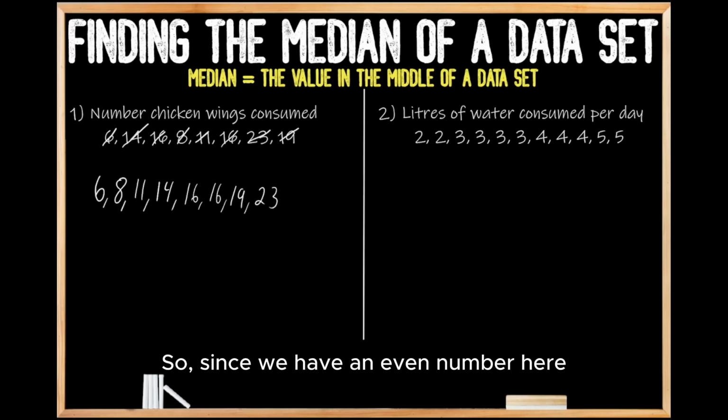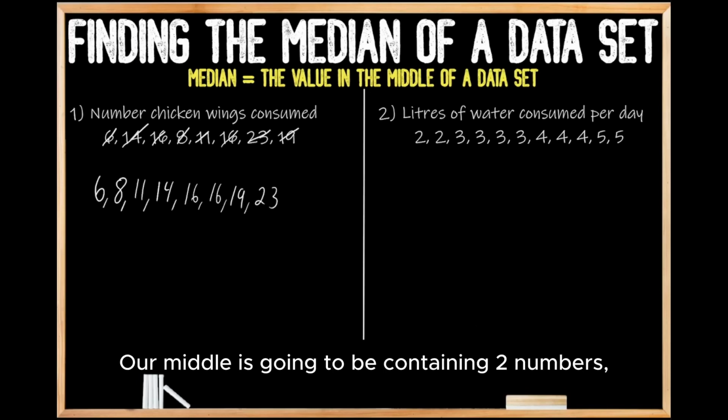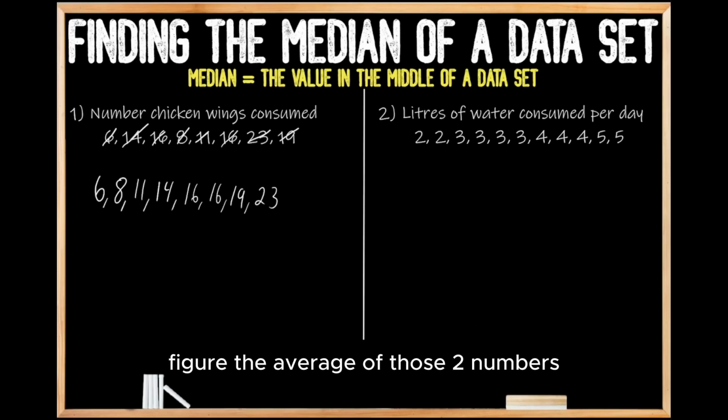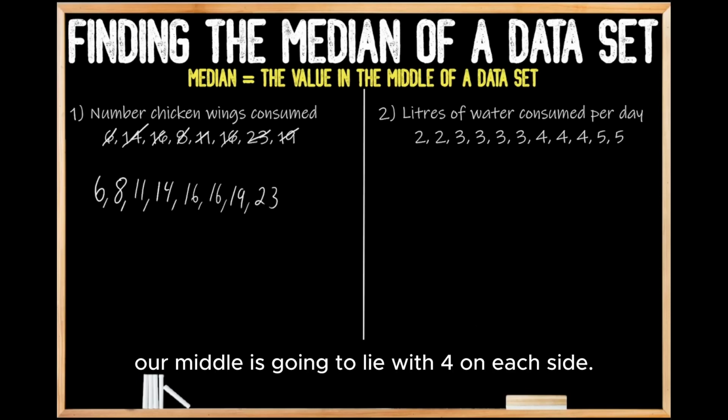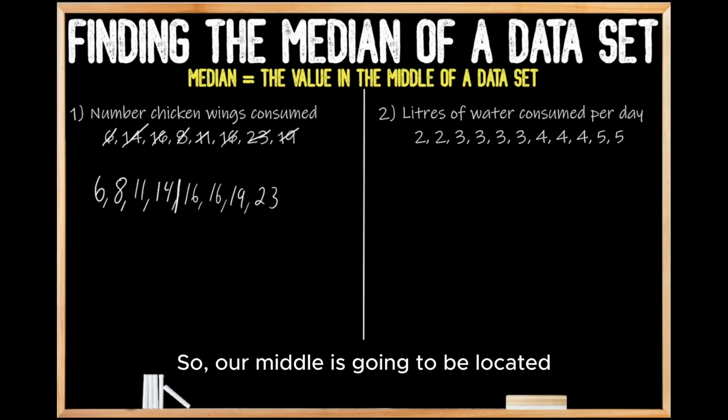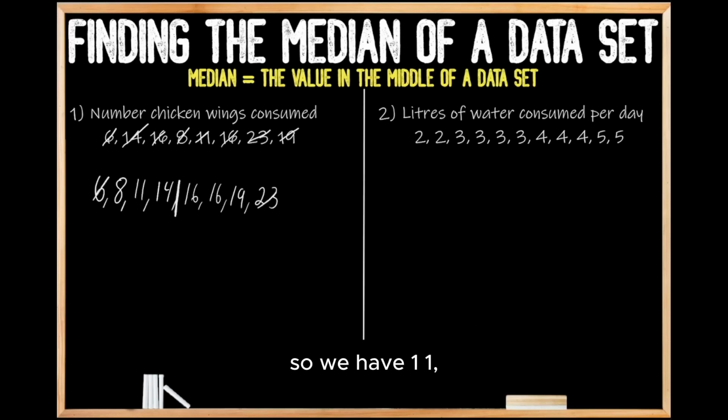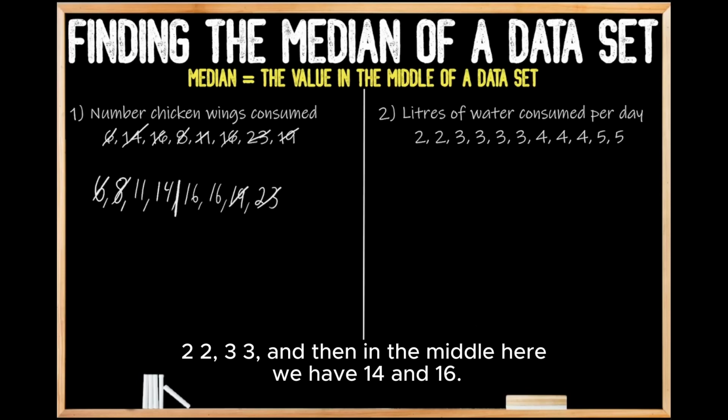Since we have an even number here, we had 8 people at the table, or 8 data points, our middle is going to contain 2 numbers. So we're going to have to figure out the average of those 2 numbers, because really our middle is going to lie with 4 on each side. So our middle is going to be located somewhere right in here. We're going to have 3 on either side, and then 2 in the middle here. So let's count that out. We have 1, 1, 2, 2, 3, 3, and then in the middle here we have 14 and 16.